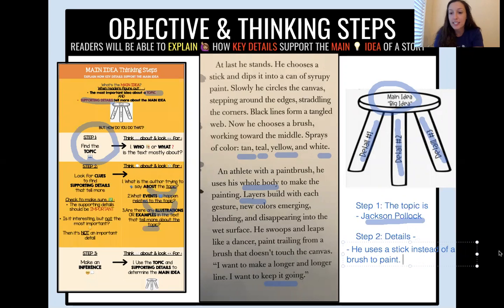That's important because it tells me that he's also not painting a picture. What is happening when he uses a stick and the paint just drips on the canvas? What does he say? What do we see in the text that he wants to make longer and longer? That's right, he is drawing or painting lines. So instead of painting pictures, he's painting lines of color.